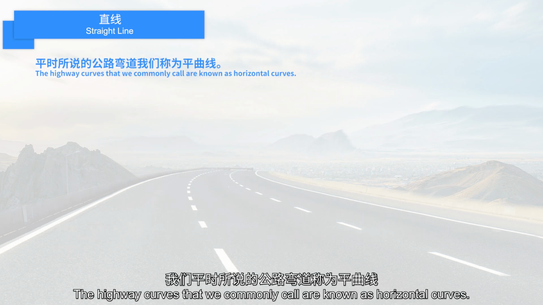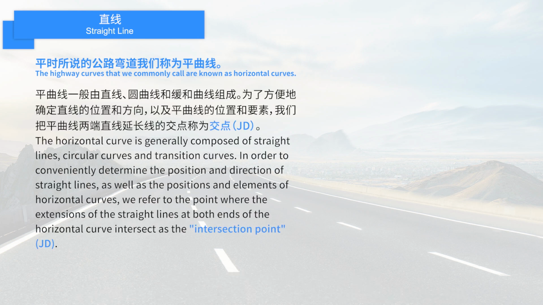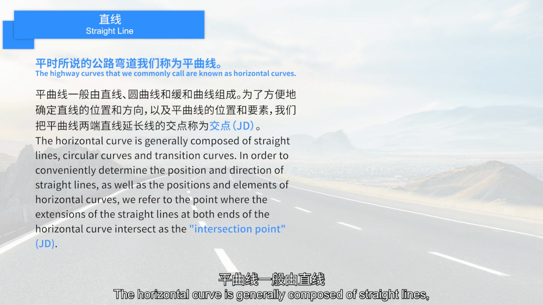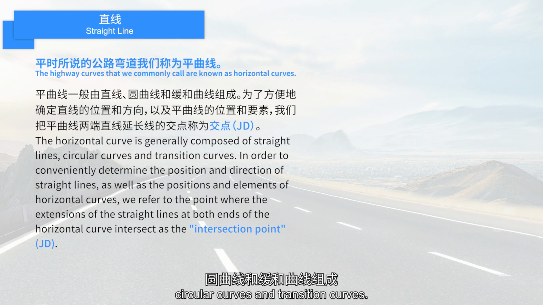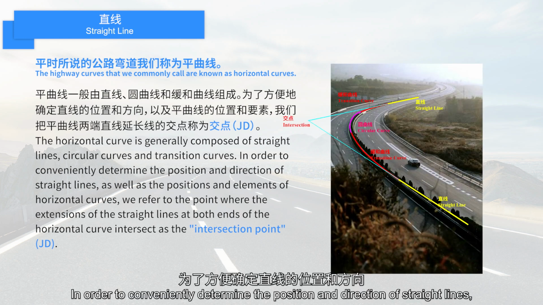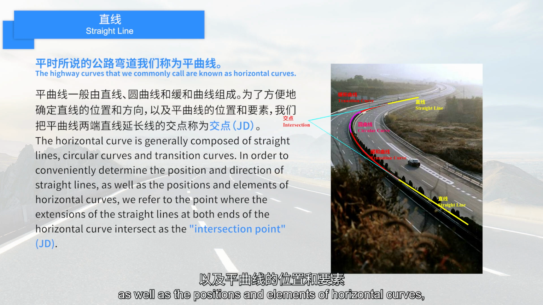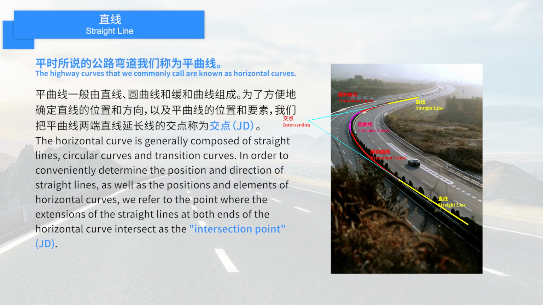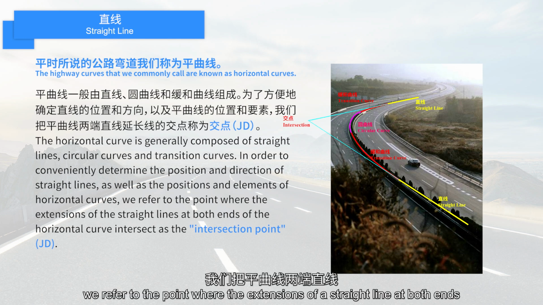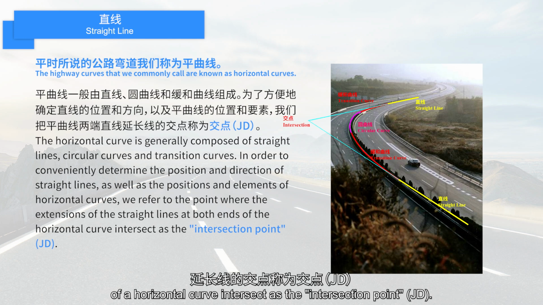The highway curves that we commonly call are known as horizontal curves. The horizontal curve is generally composed of straight lines, circular curves, and transition curves. In order to conventionally determine the position and direction of straight lines, as well as the positions and elements of horizontal curves, we refer to the point where the extensions of a straight line at both ends of a horizontal curve intersect as the intersection point.